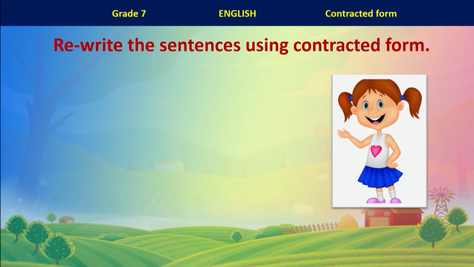Children, let's do another activity. Rewrite the sentences using contracted form. There is a nice girl in this picture. She is Dinushi. Let's read about her. Dinushi is a clever girl. Now I'm going to underline the words which you're going to contract. Let's see. Miss Samadhi, can you contract and say the sentence, please?